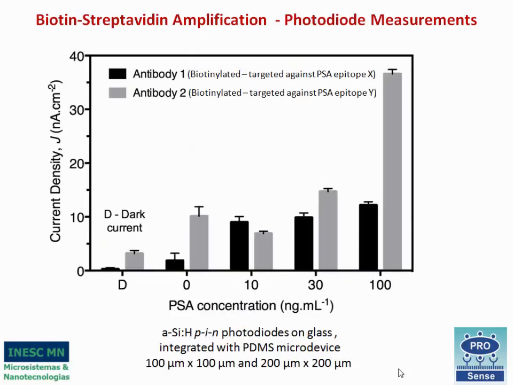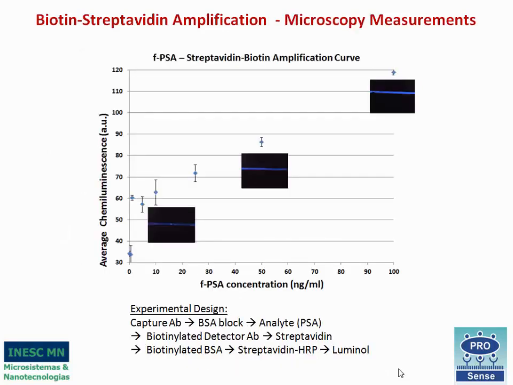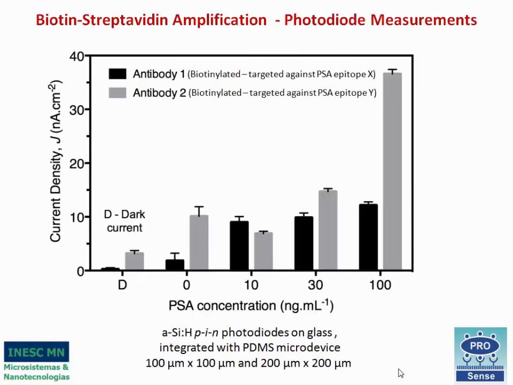And here I also show the photodiode measurements, but with two different sets of antibodies. So the gray bars that you are going to see are one complete set of this experiment with a biotin-related antibody against epitope X, and then the black is going to be another one with biotin-related antibodies against epitope Y. And as we can see here, with a gray trend, we are able to see the increase in the amplitude, and with the black, we are able to resolve it even under lower levels.